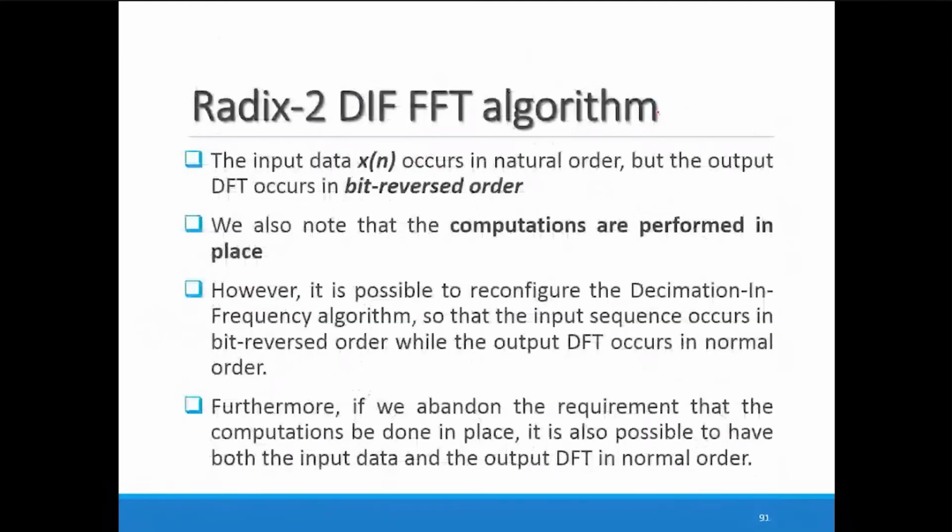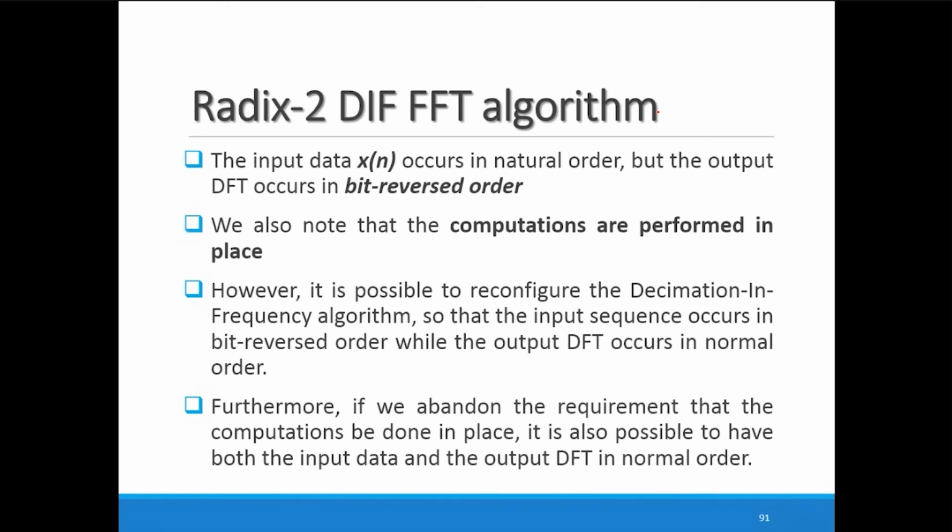Okay, so the input data x of n occurs in natural order, but the output DFT occurs in bit reverse order. We also note that the computations are performed in place. As we performed the DIT with in-place computations, here we perform the same in-place computations. However, it is possible to reconfigure the decimation in frequency algorithm so that the input sequence occurs in bit reverse order while the output DFT occurs in normal order. So this is the vice versa process. If you apply the input sequence in normal order, you naturally get the output in bit reverse format. But if you arrange the input in bit reverse format, you automatically get the output in normal order.